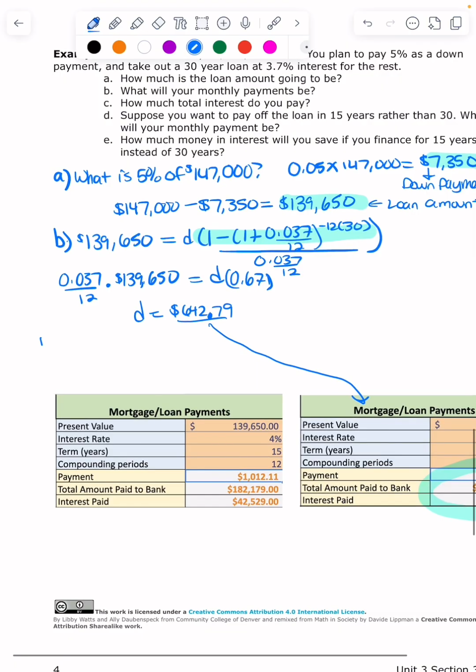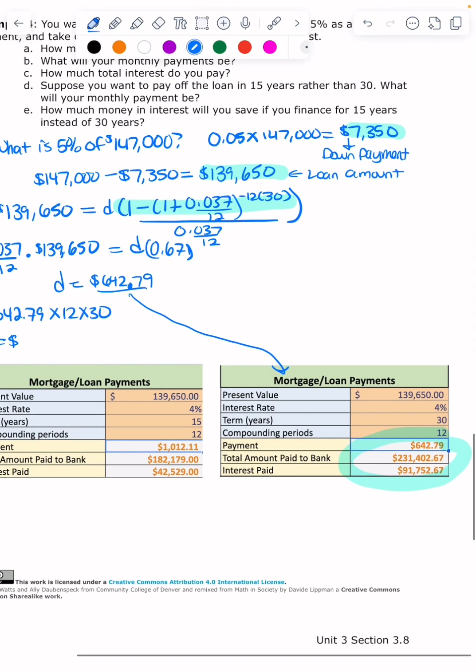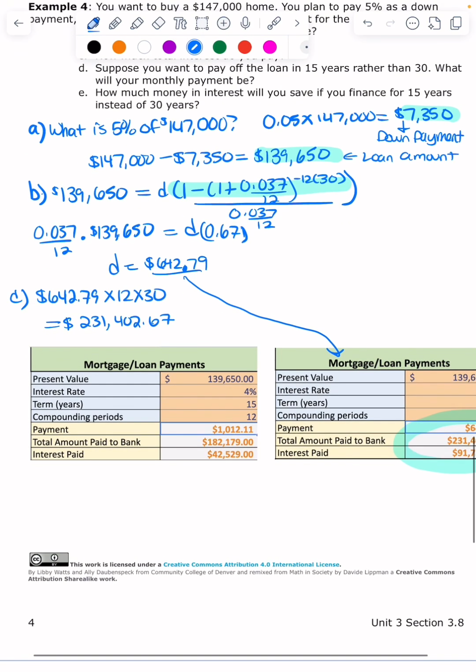How much total interest do you pay for that one? So that's C. You have to take the payments without rounding, multiply by 12, and then by 30, and you should get, I'm going to cheat a little bit, 231, and just use this spreadsheet value. But you should check and let me know if it's incorrect.